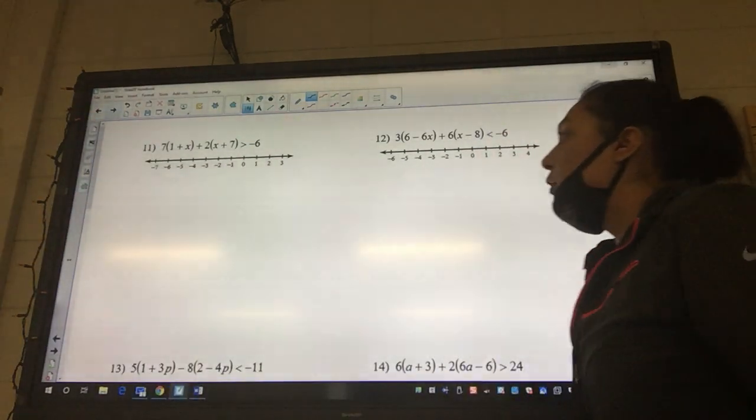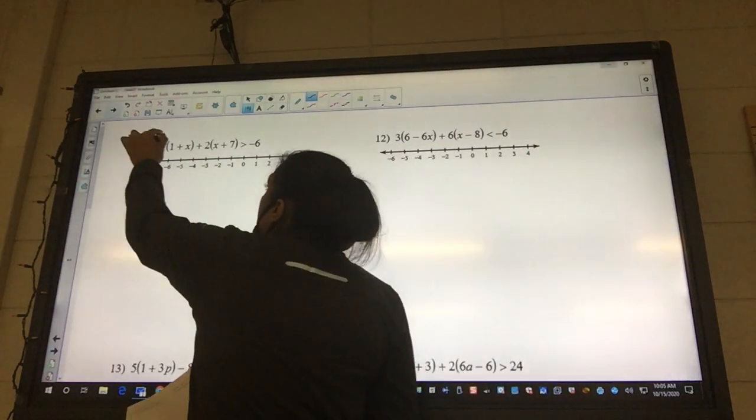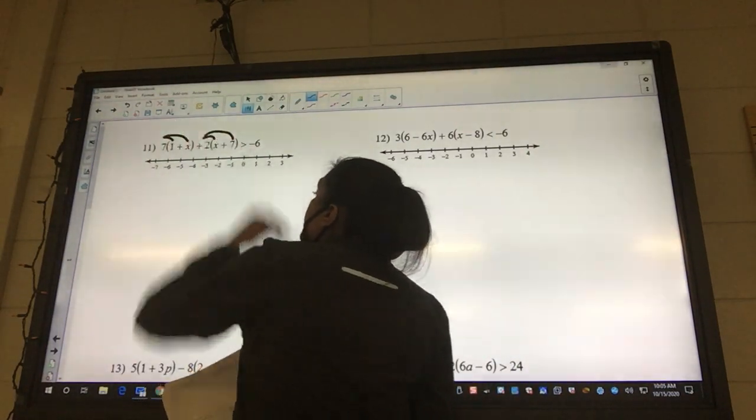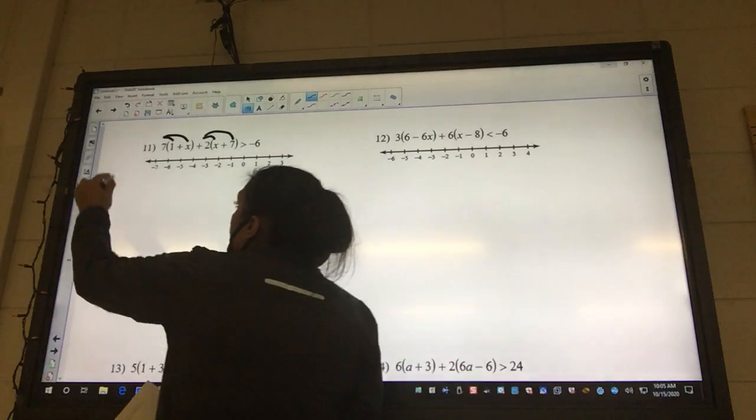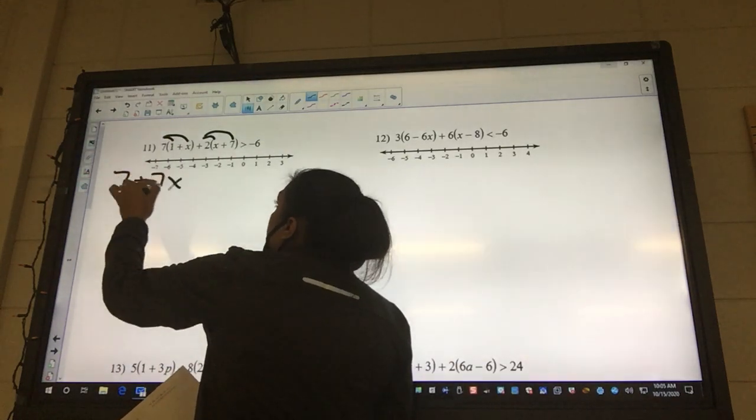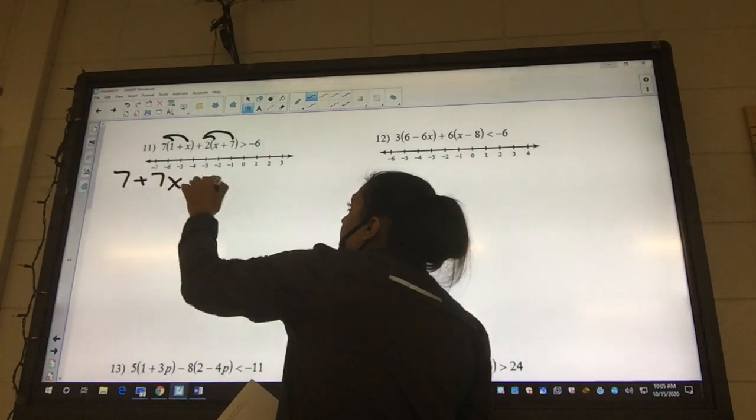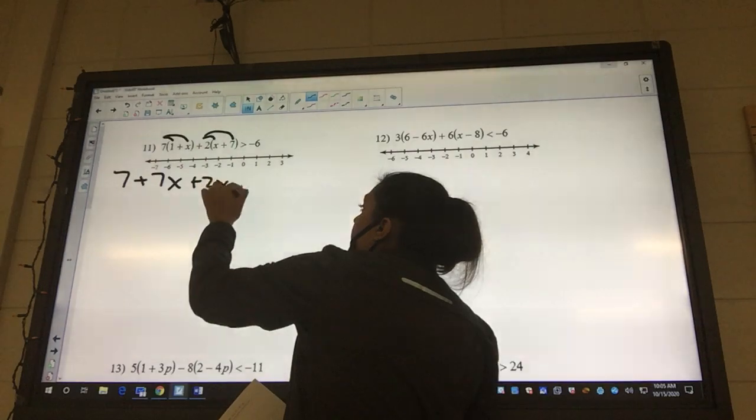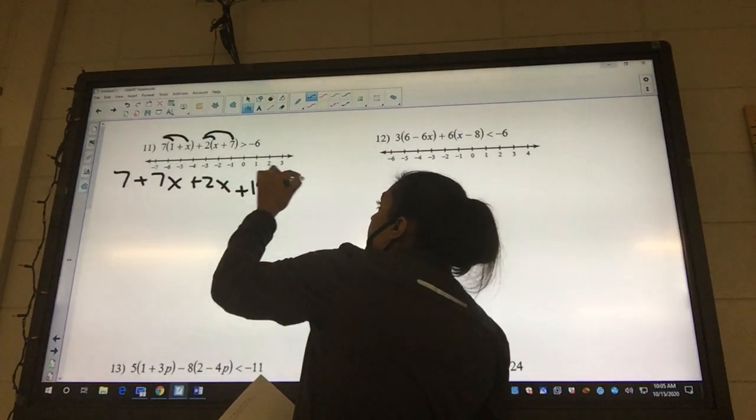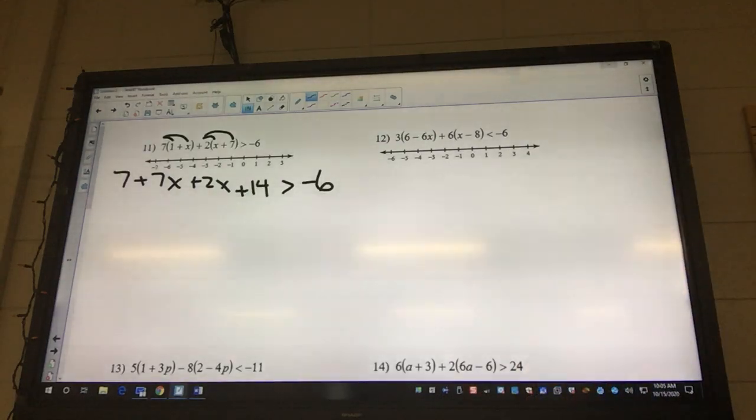Okay, look at 11. What's our first step? Distribute. 7 times 1 is going to be 7. 7 times x is going to be 7x. Okay, now we're ready to distribute the second one. 2 times x is going to be 2x. 2 times 7 is going to be 14. It's greater than negative 6. Our next step is going to be to what?